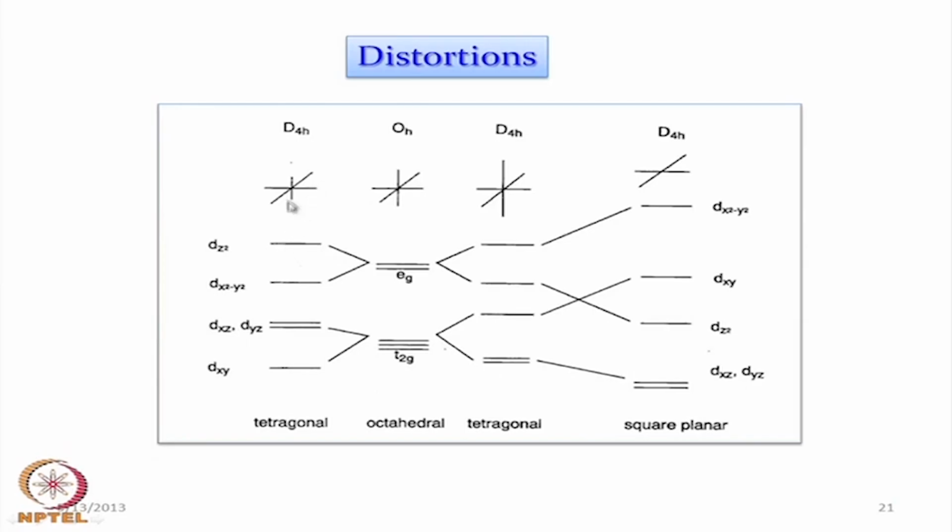Which is the compressed one, means we have a short metal ligand distance, we have the ligands, and the situation is completely different compared to our square planar situation. In the square planar situation we don't have any ligand in the z direction, but here the interaction is more in the z direction and we have a short metal ligand distance in the z direction. That's why the dz square is mostly destabilized in tetragonal compression, whereas the dz square is stabilized in square planar geometry.